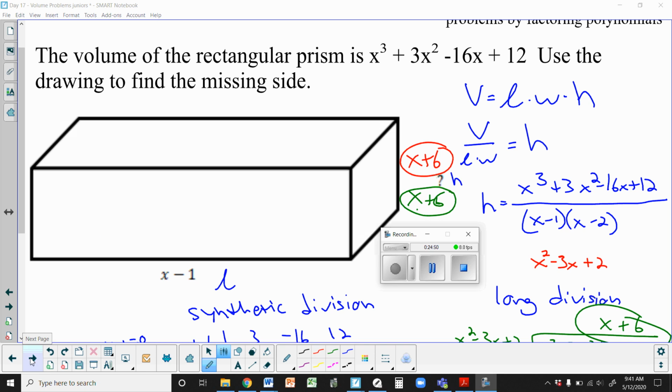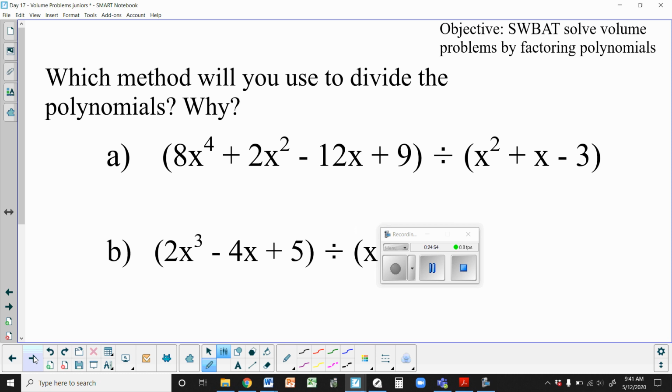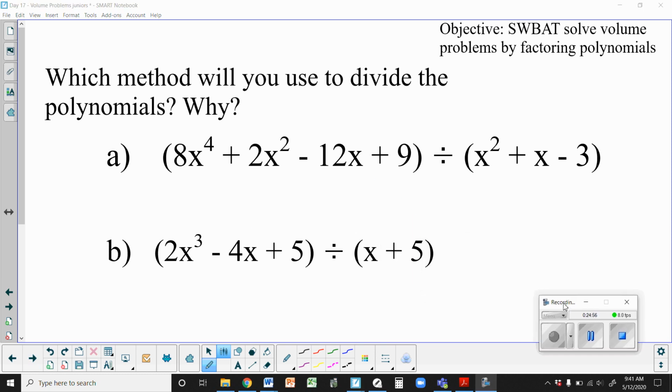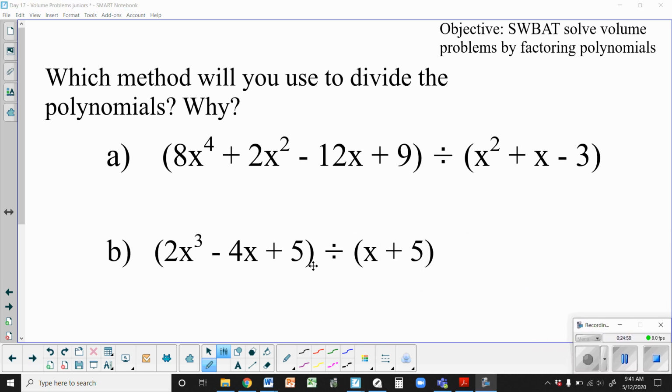All right, so before we look at our answer key from practice 3, one thing I want us to remind ourselves: we did this for the do now, what method we'll use to divide the polynomials and why. So we want to think of efficiency.